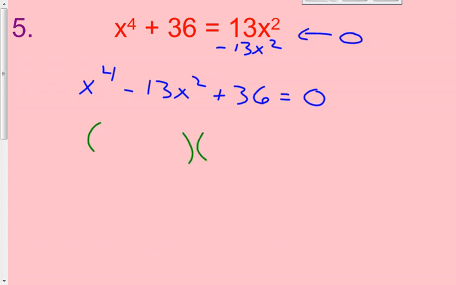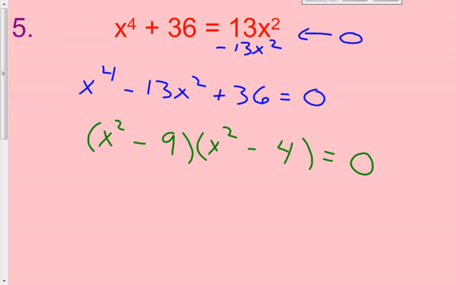Form 2 different binomials. We're going to have x squared and x squared. And now factors of 36 that get us a negative 13. 9 times 4 is 36. We need a negative 13 in the middle.